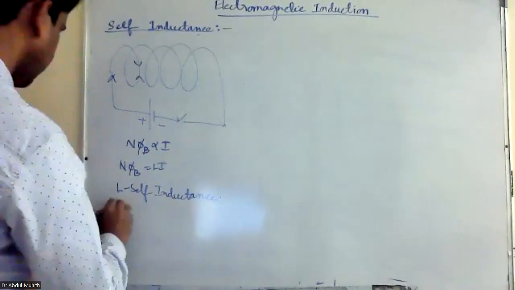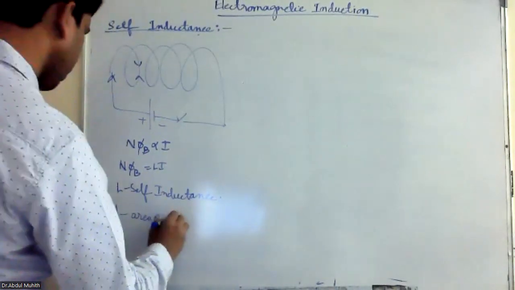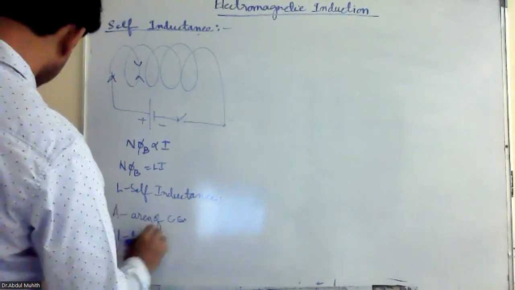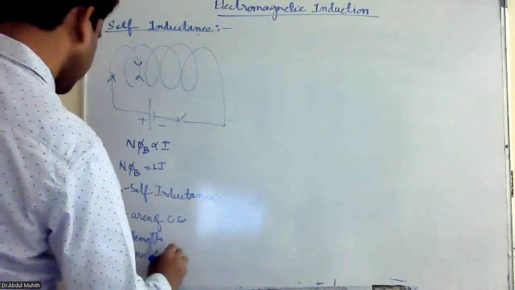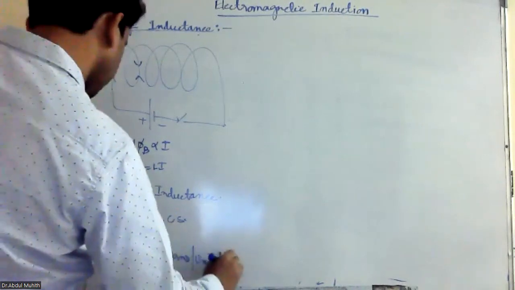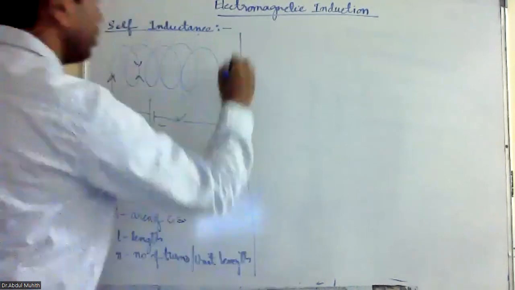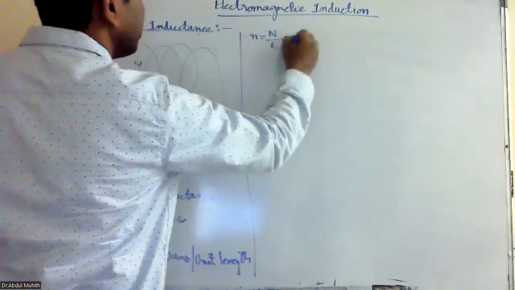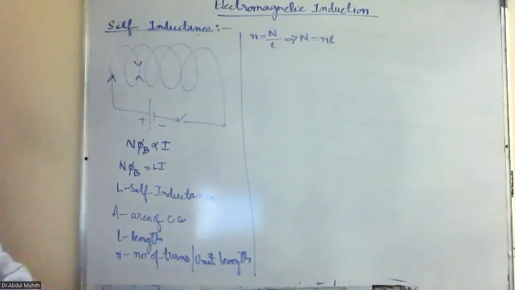Now, suppose A is the area of cross section, and l is the length of the coil. Small n is the number of turns per unit length. So we have the formula small n is equal to capital N by l, the number of turns. So capital N is equal to small n into l. This is the number of turns per unit length.